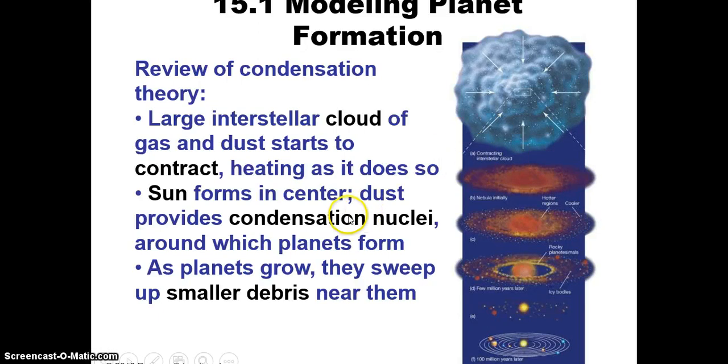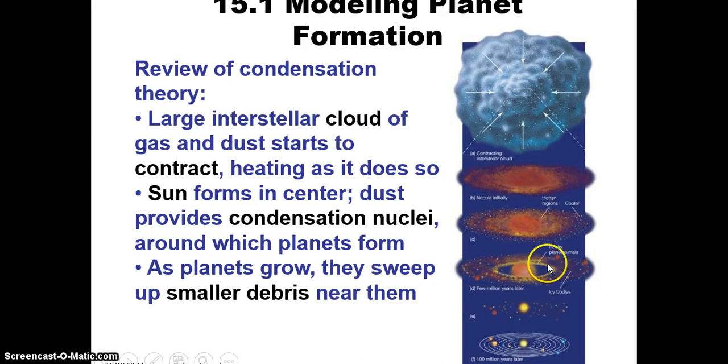All right, so again, we use this condensation model because it explains so much of what we see. So of course, all this gas and dust, again mostly hydrogen and about 25% helium, as it collapses and forms a new star, you have planetary material forming close by the star and then further out.